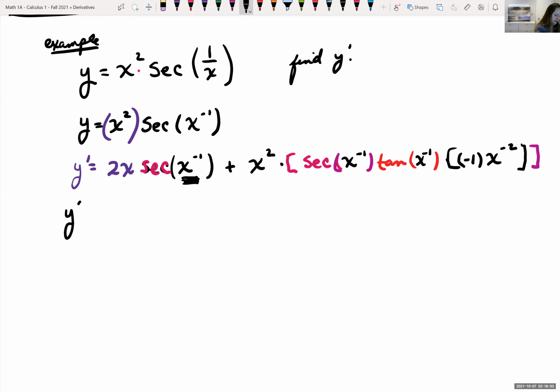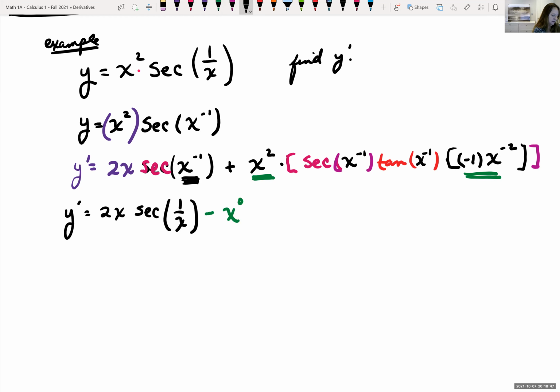So y prime equals 2x. I'm just going to rewrite it because our original had secant of 1 over x, plus, so actually, notice right here, we have this x squared times this negative x to the negative 2 power. So that's going to give me a minus in front. But if I take x squared times x to the negative 2 power and I add my exponents, 2 minus 2 is 0. So that really gives me x to the 0 power, right? Which is just 1.